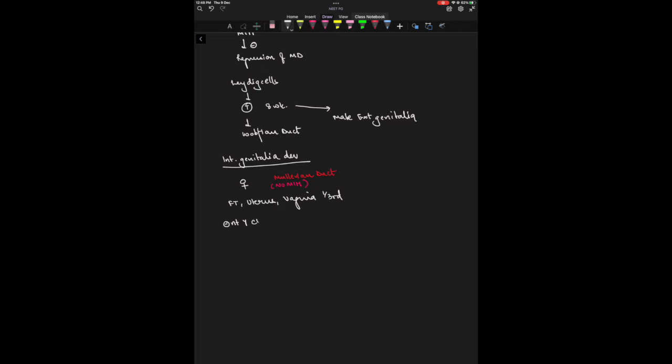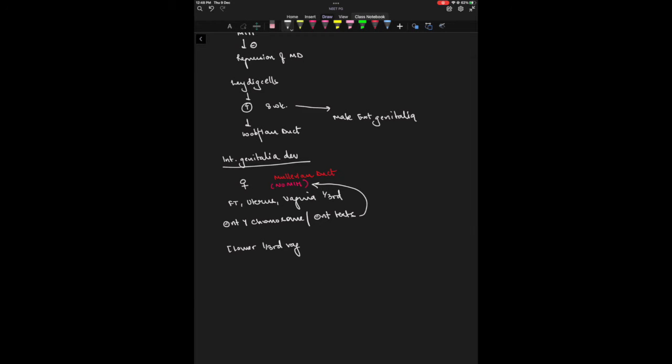Now, the absence of Y chromosome and the absence of testes, right, they lead to the formation of Mullerian duct. We've already discussed this, because there is no Mullerian inhibiting substance, as in males it was being secreted by the Sertoli cells.